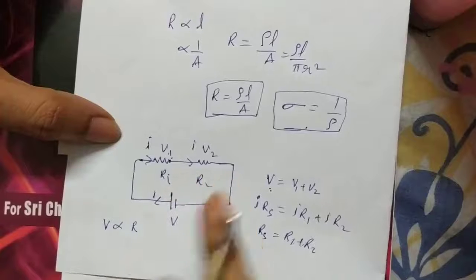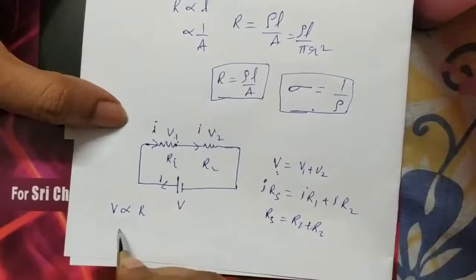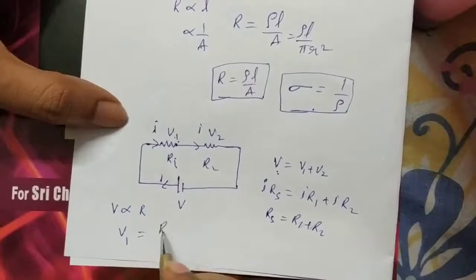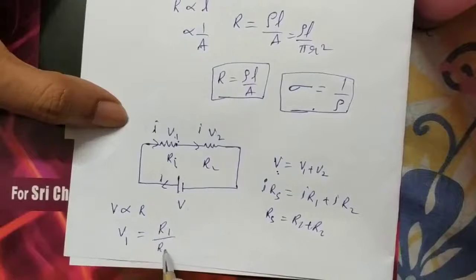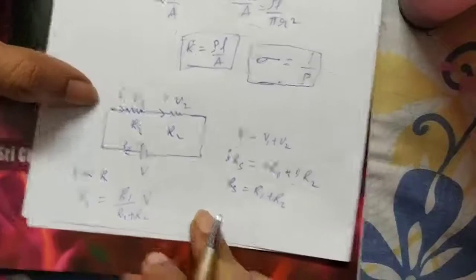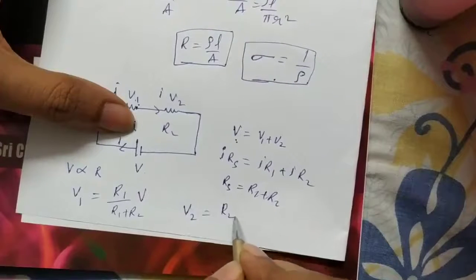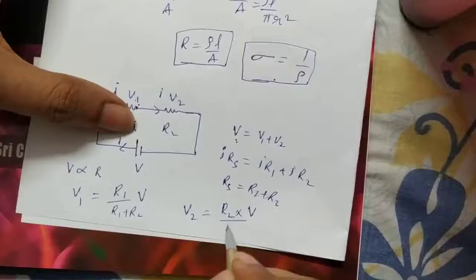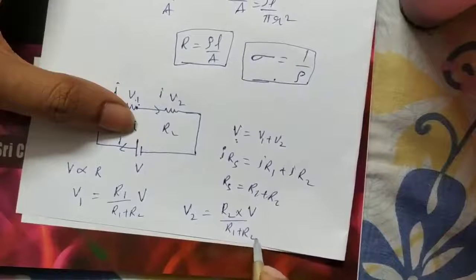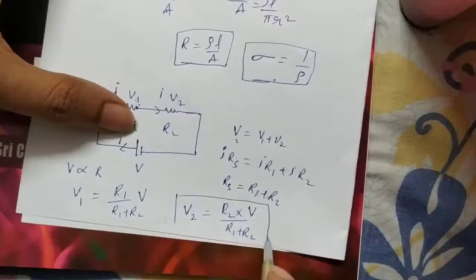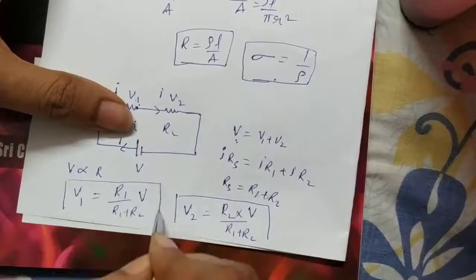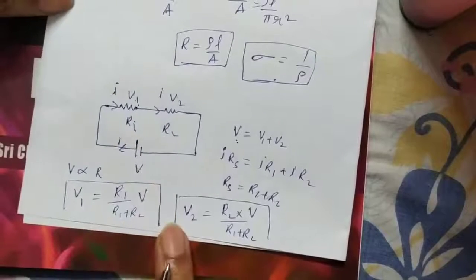Current is constant, so V is proportional to R. V1 is equal to R1 by R1 plus R2 into total potential. Suppose if you want V2, you can write R2 into total potential by total resistance. Like this we can calculate individual potentials across R1 and R2 in series combination.